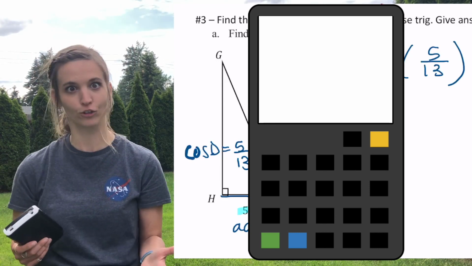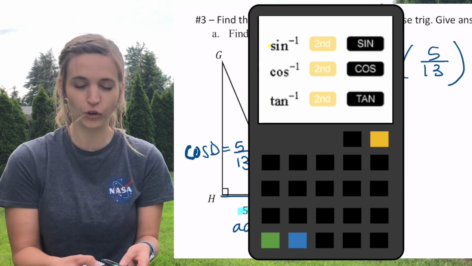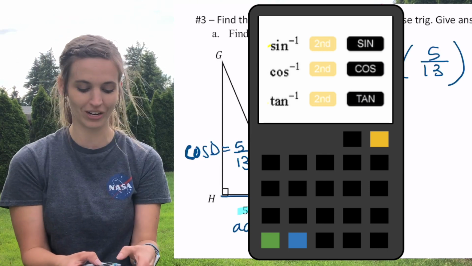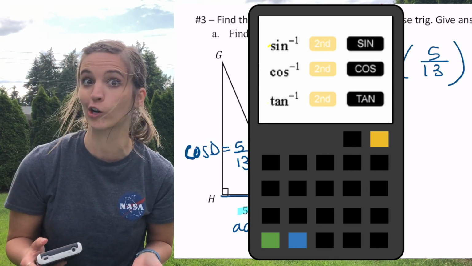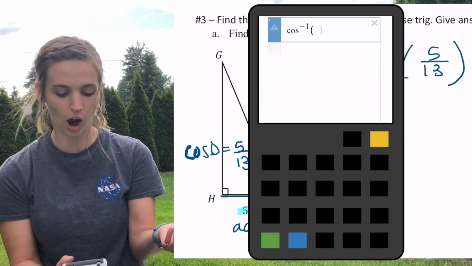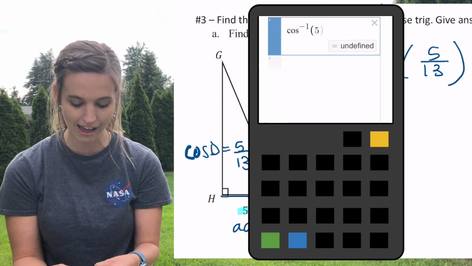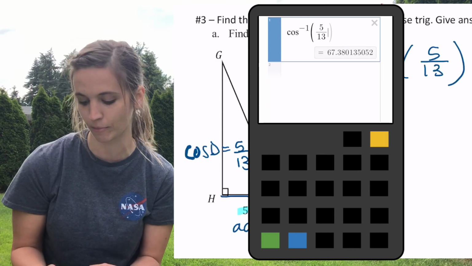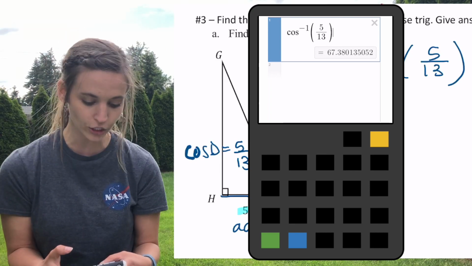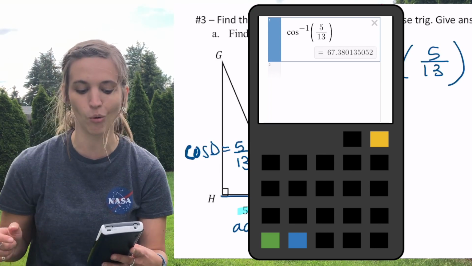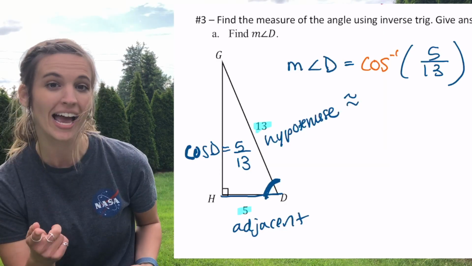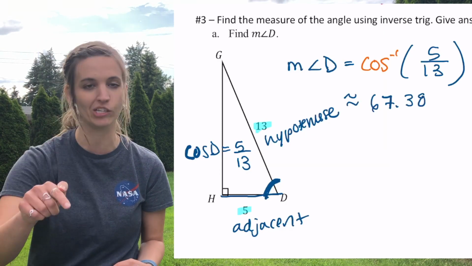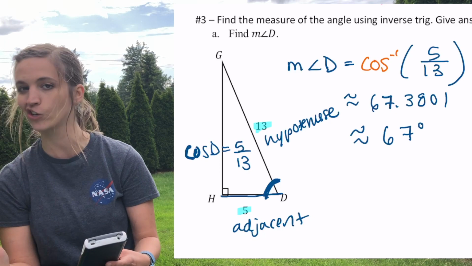We actually get to enter trigonometry into our calculator now. If you look where cosine is on your calculator, you can hit second cosine, and that's where your arccosine notation is. So now I've got arccosine in my calculator. I'm going to type 5 over 13 and make sure I close my parentheses for good measure. Hit enter. Woo! I get 67.3801, and it says to round to the nearest degree, so 67 degrees.